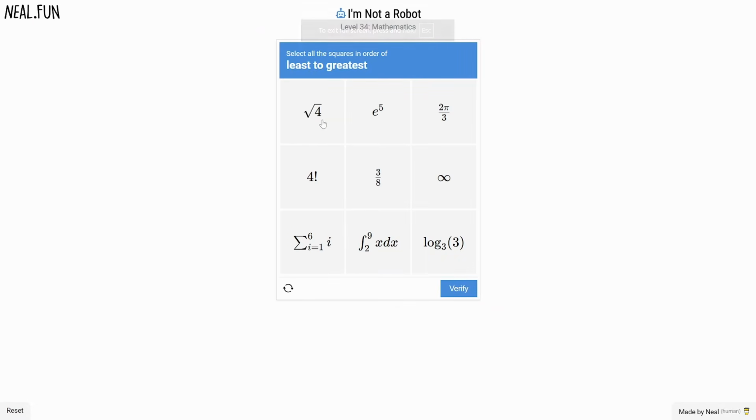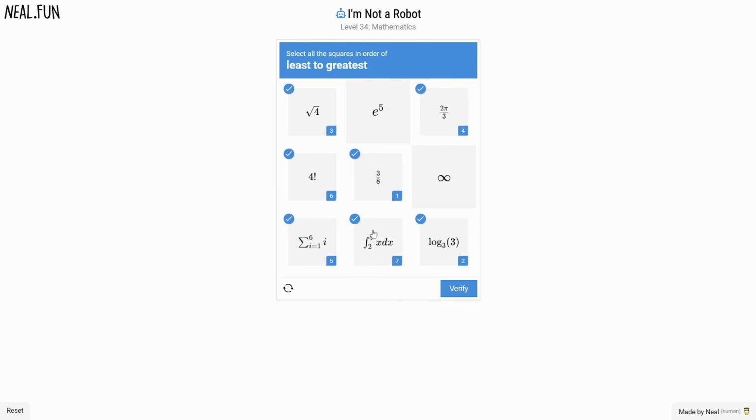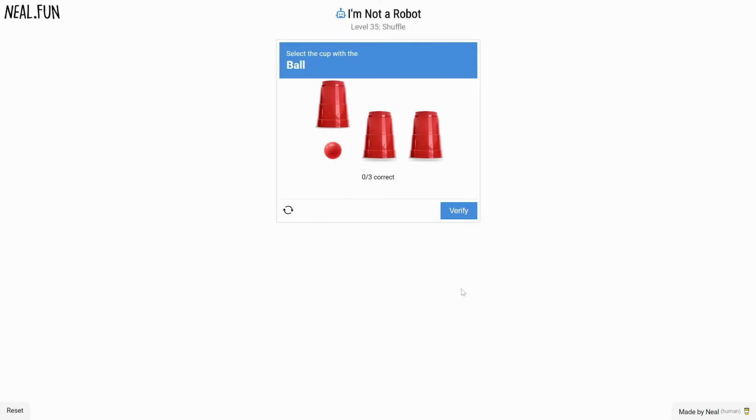And so now using our notes, we can just select it in the right order. So this is 0.375, then the next bigger number is 1, then 2, and then 2.094, and then 21, 24, 33, 148.41, and infinity. And just like that, we've solved this level.